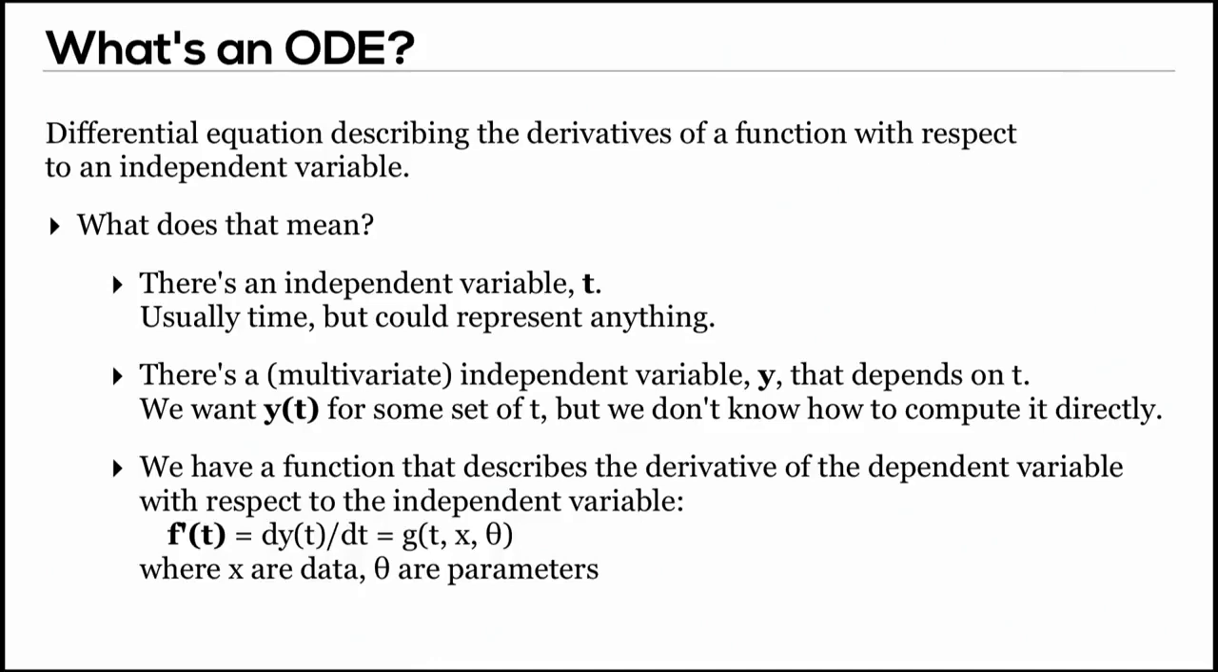What we have is a function that describes the derivative of the dependent variable with respect to the independent variable. So what we have here is f prime of t, so that's dy of t with respect to dt, right? And that's some function of t, the time, x, whatever data you have, and theta, whatever parameters are in the model, right? So with that, you have a function that describes the derivative.